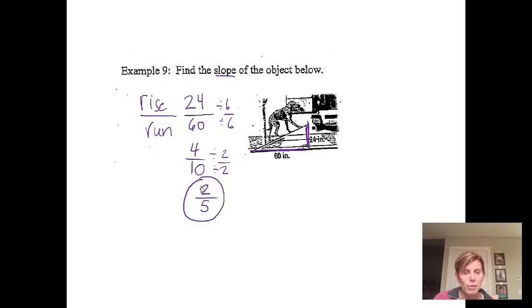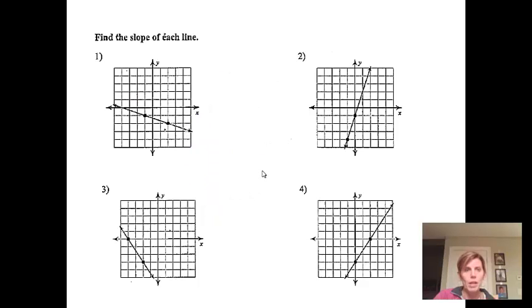So the slope of that ramp is 2/5. And I might need to know that if I wanted to make sure that it wasn't too steep for a dog to go up. We would want to adjust that slope. All right, and then just a few more examples if we want to find the slope of each line.